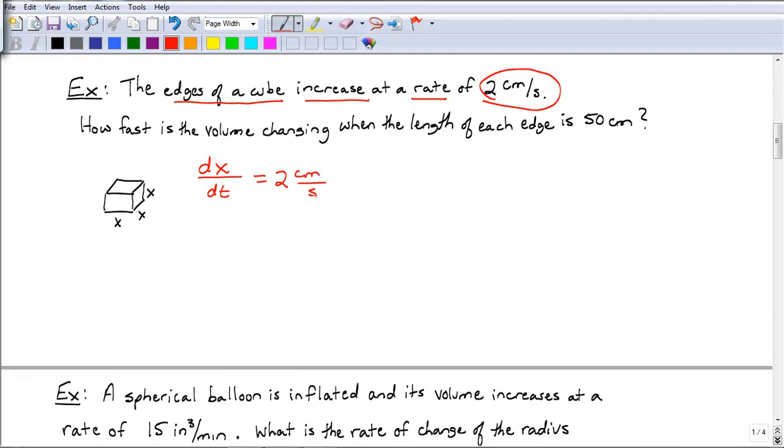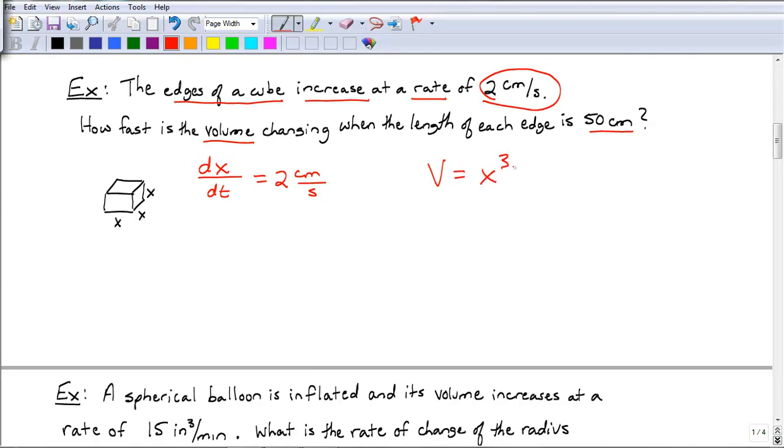But that's our rate. These are just centimeters. That's not a rate. That's actually a length, a distance. So now I need to come up with an equation that relates the volume to the edges of a cube. And I want to know how it changes. So the rate that I'm looking for is the change in volume. And what am I changing it with respect to? It's always time in these rate problems. So here's the volume of a cube.